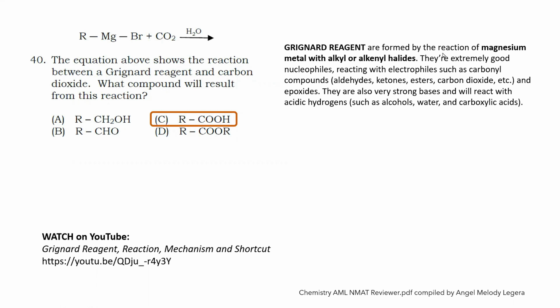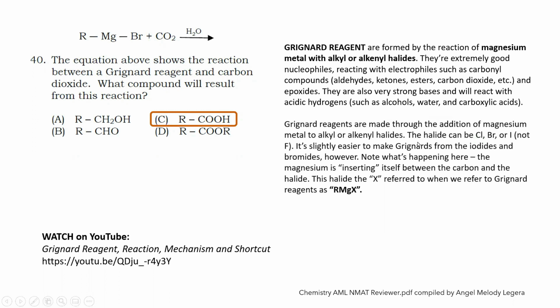Grignard reagent are formed by the reaction of magnesium metal with alkyl or alkenyl halides. They're extremely good nucleophiles, reacting with electrophiles such as carbonyl compounds, so yun yung aldehydes, ketones, esters, carbon dioxide, etc. And epoxides. They are also very strong bases and will react with acidic hydrogens such as alcohols, water, and carboxylic acid.